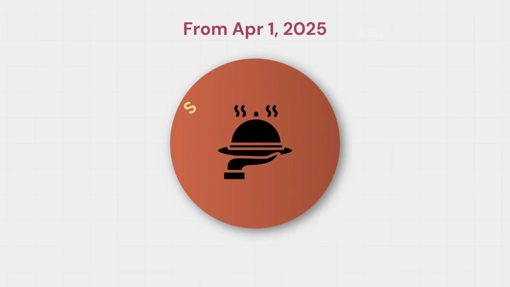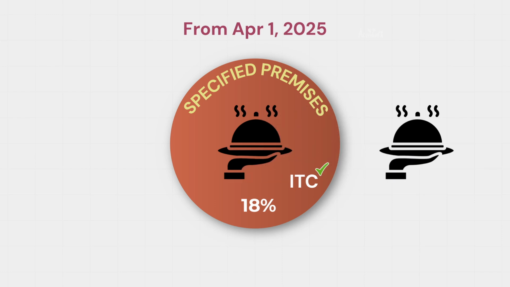So from 1st April 2025 onwards, if you offer restaurant services within specified premises, you will have to charge 18% GST and you can avail input tax credit, ITC. But if you offer services outside specified premises or if you are a standalone restaurant, then you will have to charge only 5% GST but no ITC. Remember, there's no change in the GST rate as such on restaurant services. Just like earlier, even now, GST rate is linked to the term specified premises. But the meaning of the term specified premises has undergone a change and now its scope is further expanded.